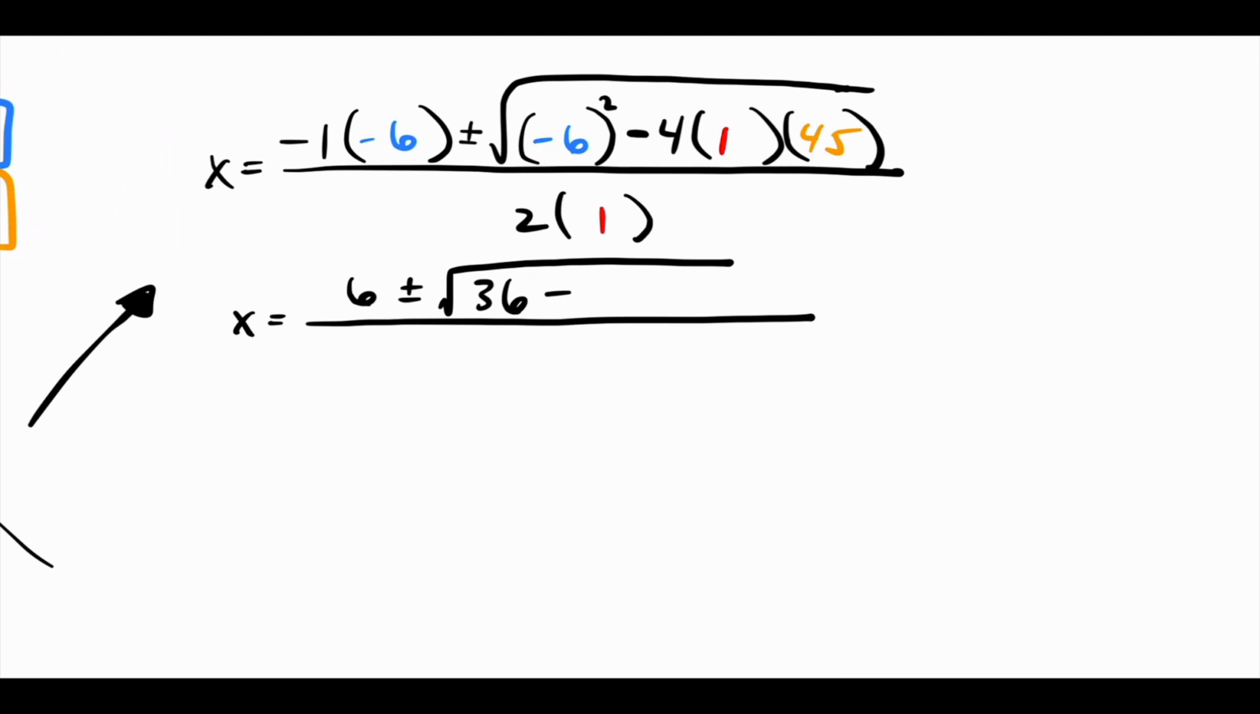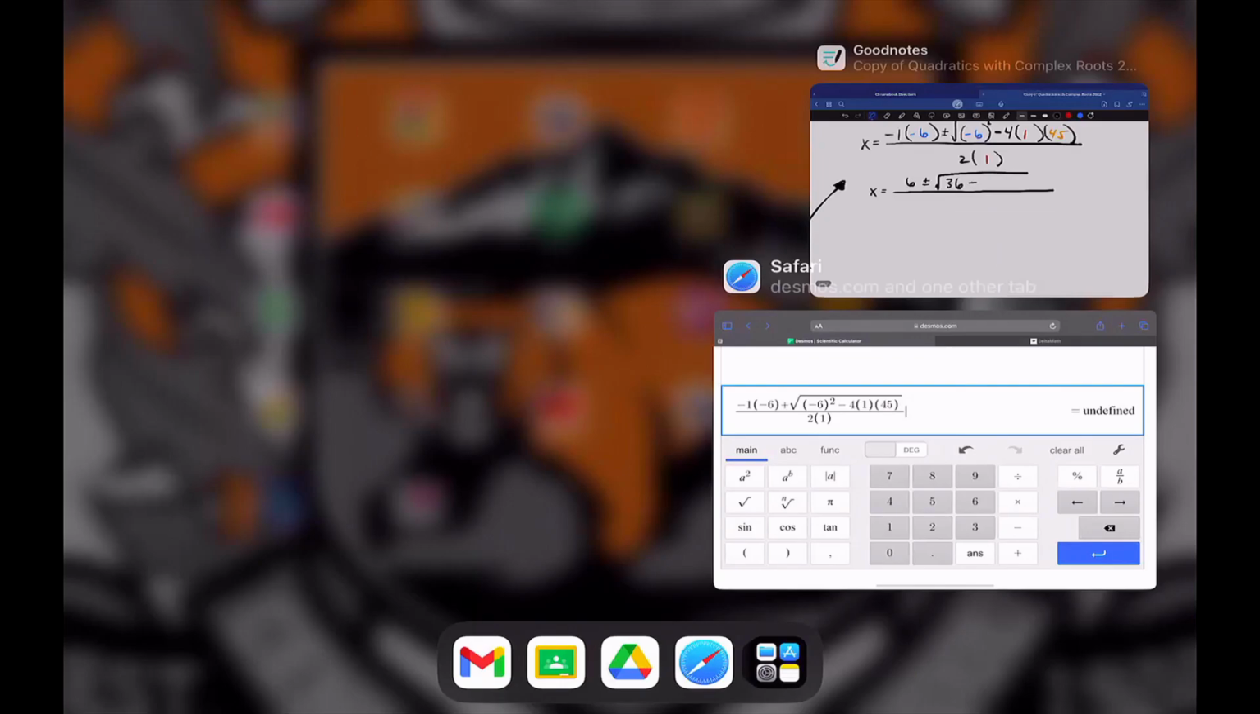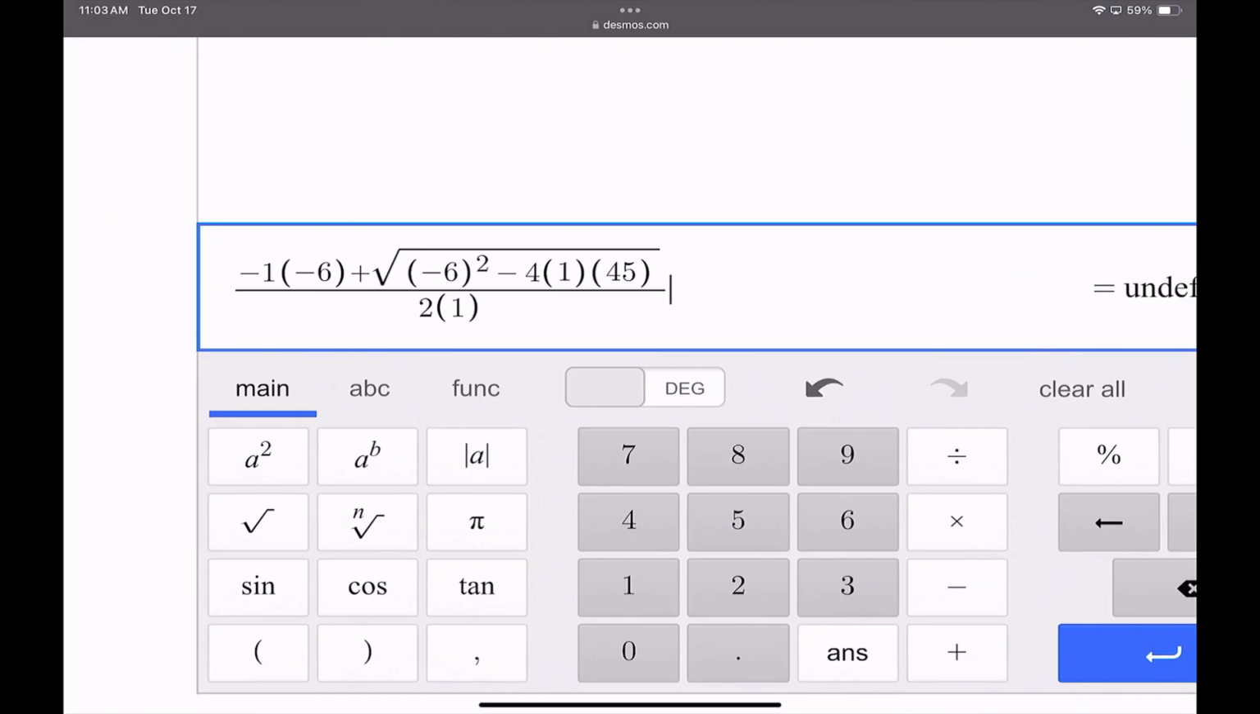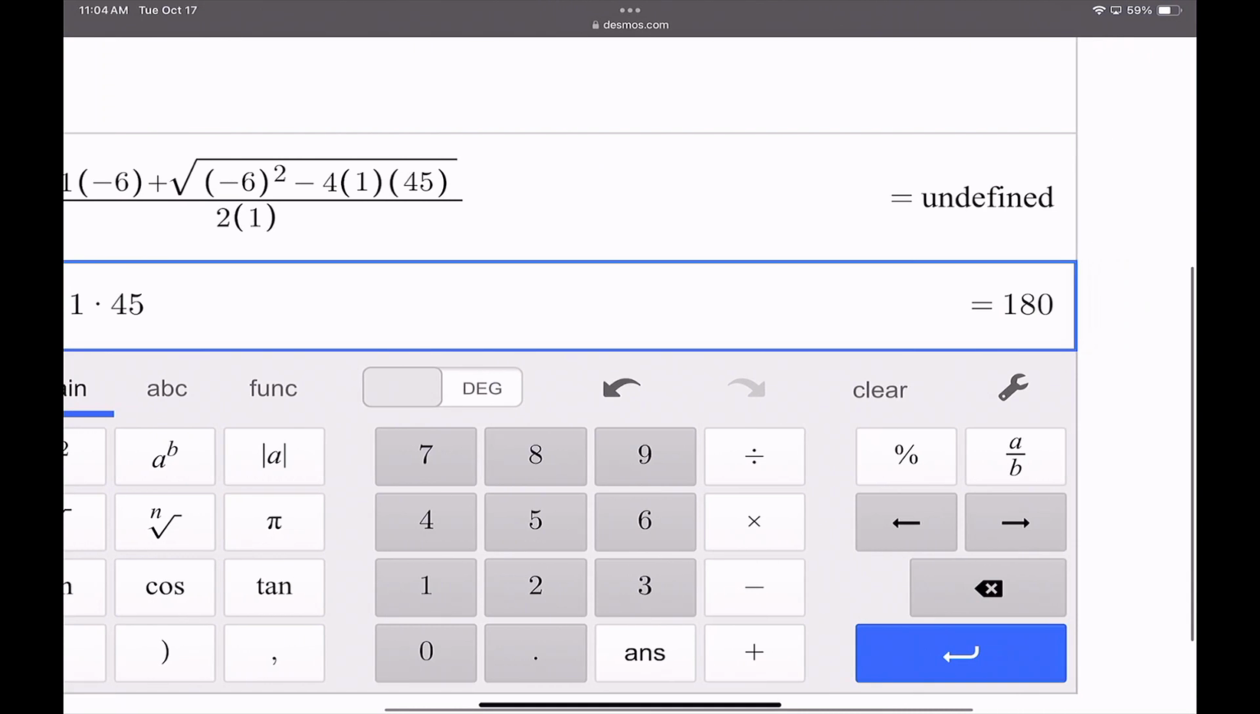Minus 4 times 1 times 45. Where did the 4 come from? Right there. It's always there. Just like the 2 on the bottom, it's just always there. It's part of the formula. So 4 times 1 times 45. Let's go to my calculator for that. 4 times 1 times 45, 180.